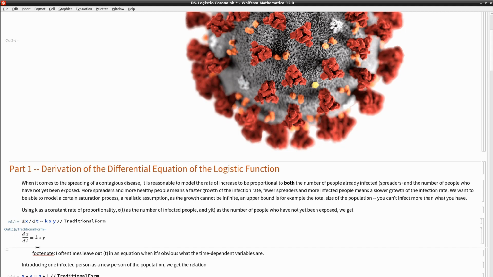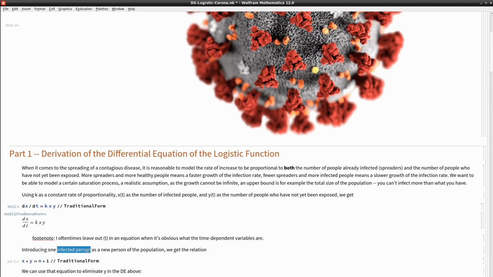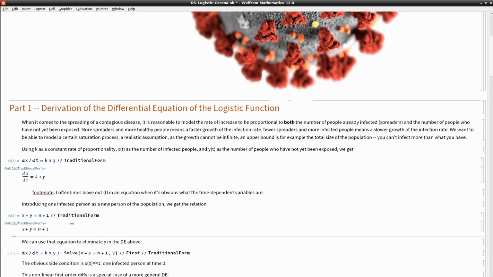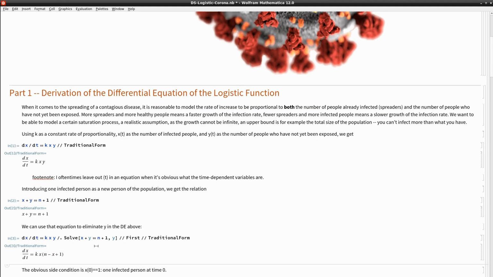And if we're introducing one more infected person as a new person of the population, then we get the relationship that x + y = n + 1. We have one more person, and that person now is part of x + y. And we can use that equation to eliminate y in the differential equation above, and in that case we get this form.